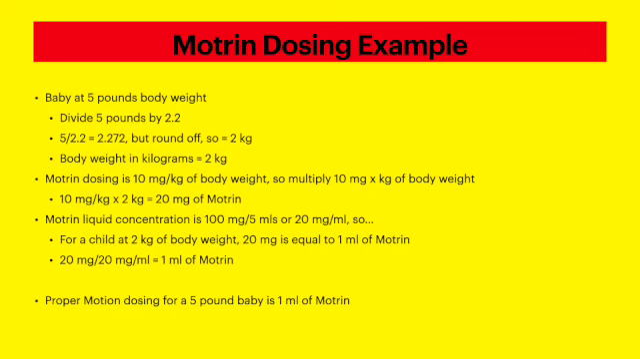Motrin liquid concentration is 100 milligrams per 5 mLs, or 20 milligrams per mL. So for a child at 2 kilograms of body weight, 20 milligrams is equal to 1 mL of Motrin, because 20 milligrams divided by 20 milligrams per milliliter equals 1 milliliter of Motrin. Proper Motrin dosing for a 5-pound baby is 1 milliliter of Motrin.